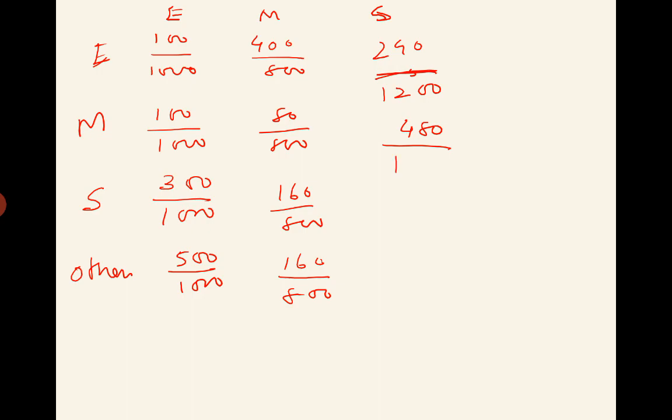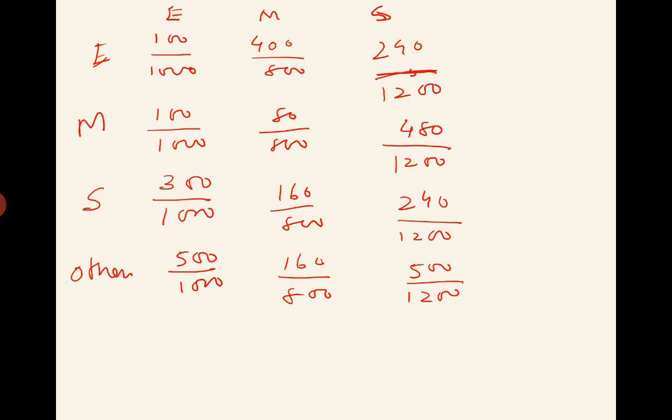Then 480 over 1200, 240 over 1200 from others. How much do they take? The service sector takes 500 out of 1200. So this is the ratio that we form, isn't it? Now the final demand will be as it is, no change.